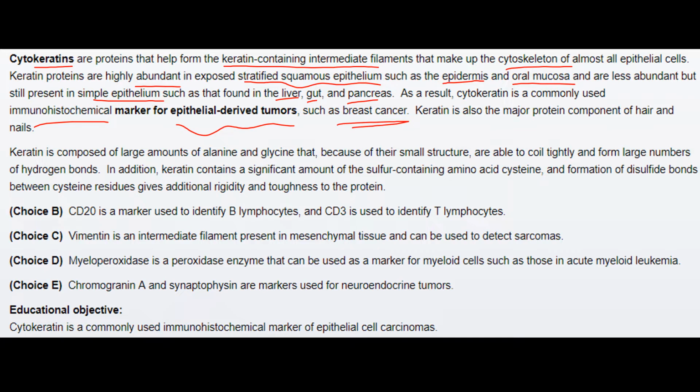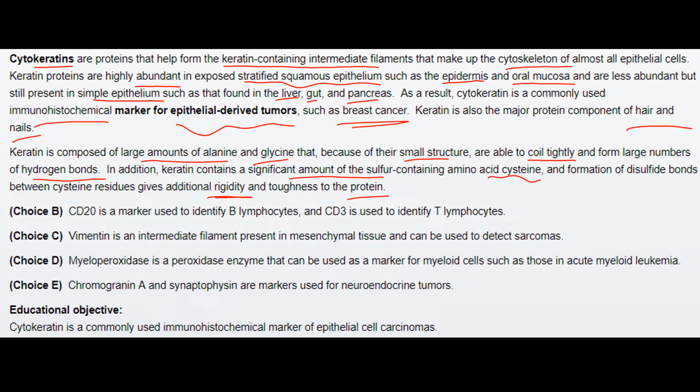Keratin is also the major protein component of hair and nails. Keratin is composed of large amounts of alanine and glycine that, because of their small structure, are able to coil tightly and form large numbers of hydrogen bonds. In addition, keratin contains a significant amount of the sulfur-containing amino acid cysteine, and formation of disulfide bonds between cysteine residues gives additional rigidity and toughness to this protein.